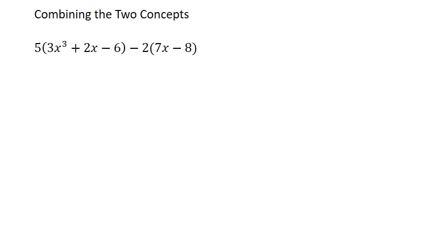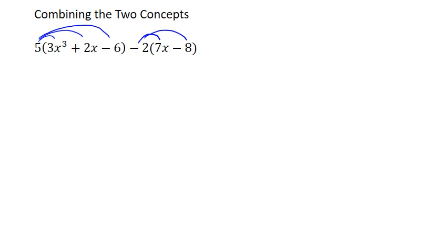So to take a look at both concepts being involved in the same problem, we've got this expression here that we want to simplify. We've got 5 times 3x to the third plus 2x minus 6, minus 2 times 7x minus 8. Now in this case, what I'm always going to start with is distribution. And in this example, I actually see 2 sets of distribution that need to take place. This 5 needs to be distributed into this first piece, and careful here, the negative 2 needs to be distributed into the second. That negative follows that too.